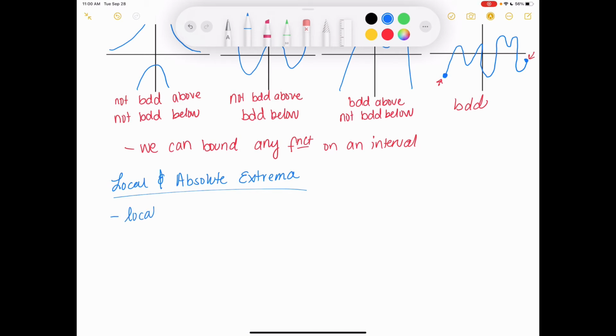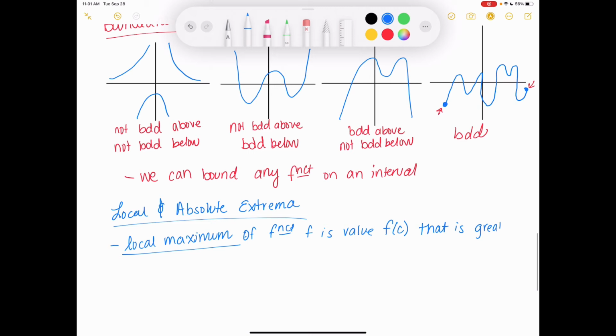So a local maximum, a lot of times you'll just hear me say local max, of a function f is the value f of c that is greater than or equal to all range values of f on some open interval containing c.